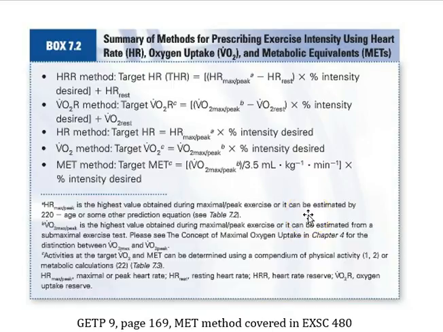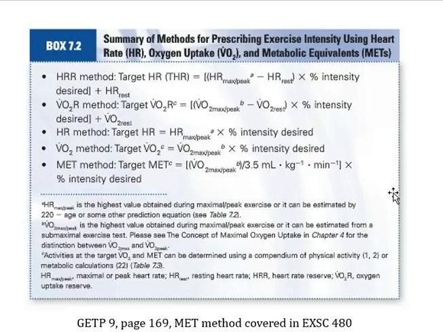So here are your ways for prescribing exercise intensity. You should be familiar with the heart rate reserve method, the first one. That is your Karvonen formula, also known as that. So 220 minus age, minus your resting heart rate, times the intensity percentage, and then you add the resting heart rate back in. Again, you should have covered this in your other classes.